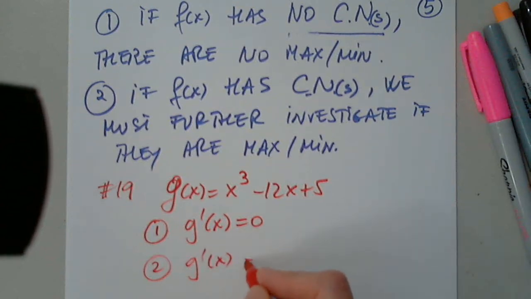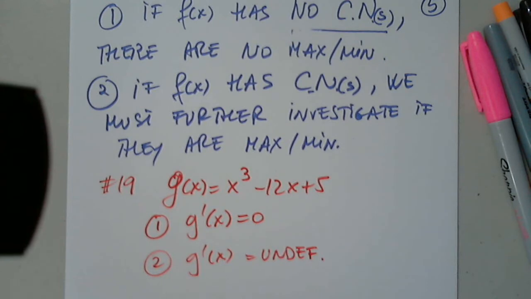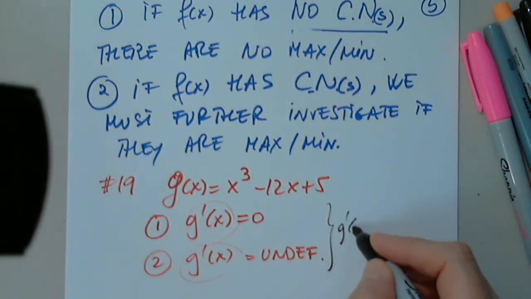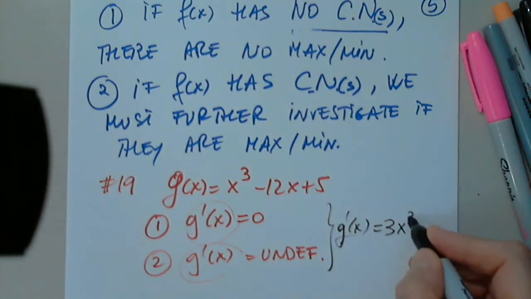g prime of x being undefined. So can anyone give us g prime? Since everything hinges on g prime, let's find g prime right away. Can anyone give us g prime of x for this function? 3x squared minus 12. Thank you very much.